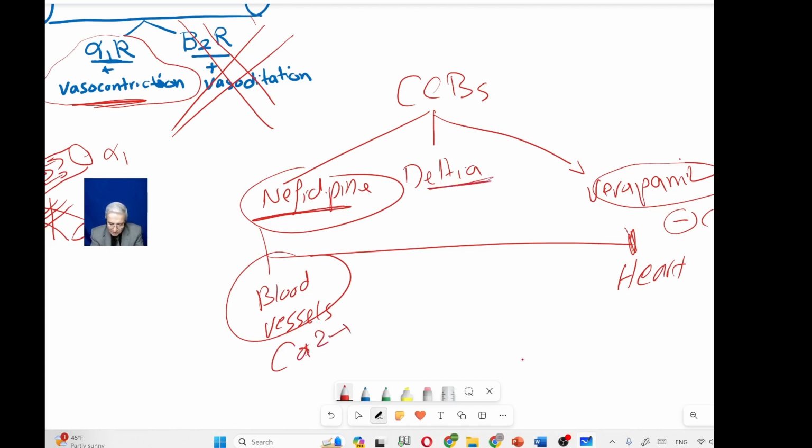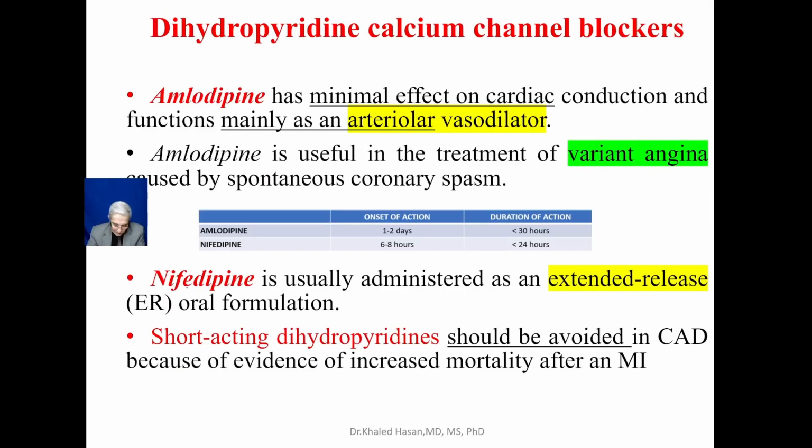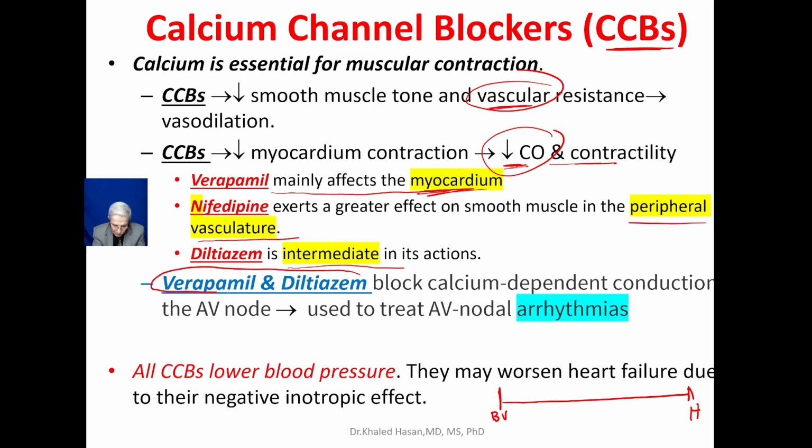Okay, what about diltiazem? Diltiazem has intermediate action, working on both. So they put it in the middle because it affects both of them. Good. So verapamil and diltiazem mainly affect the heart, and for this reason we prefer to use these 2 medications for patients with AV node arrhythmias. So when patients have cardiac arrhythmia, especially AV node arrhythmias, this may warrant the clinical use of verapamil and diltiazem.